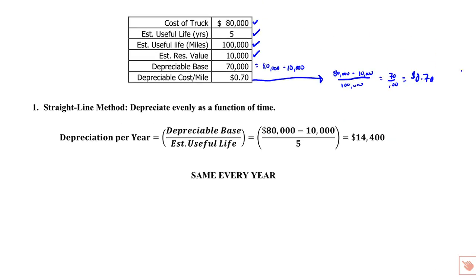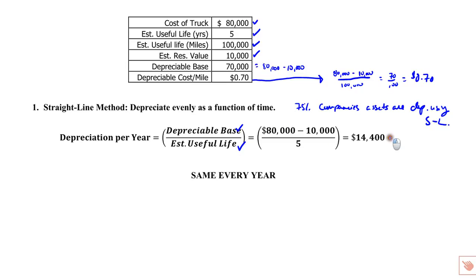So here's the straight line method. It's the most popular method. 75% of companies or assets out there are depreciated using straight line. Very simple and a reasonable way to approach it. So what is the depreciation per year on a straight line basis? You take the depreciable base and you divide by the estimated useful life. So we're going to recognize the same amount every year.